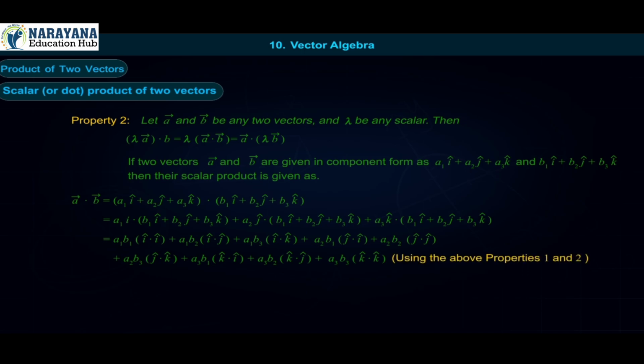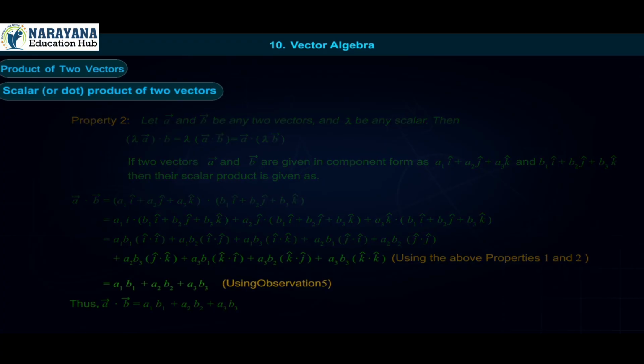Using the above properties 1 and 2 and observation 5, this is equal to a1 b1 plus a2 b2 plus a3 b3. Thus, vector A into vector B is equal to a1 b1 plus a2 b2 plus a3 b3.